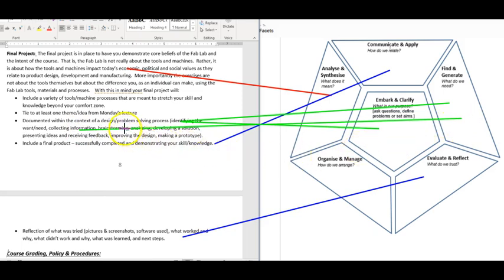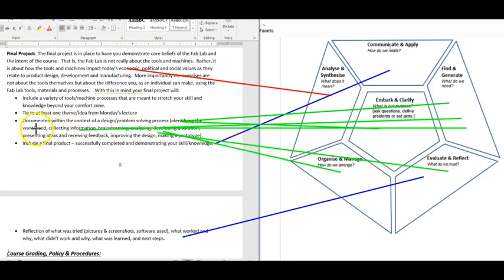Brainstorming and analyzing could also go over to find and generate. Developing a solution could be looking at different levels of the pentagon. So kids might need to organize and manage their data. They might need to evaluate and reflect.